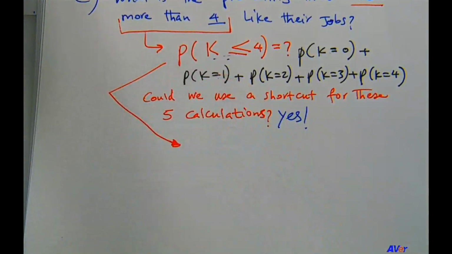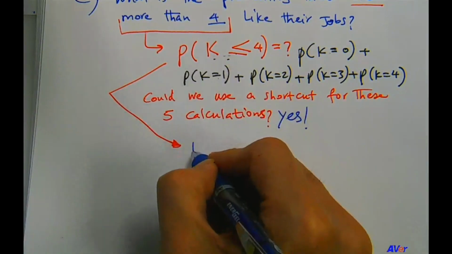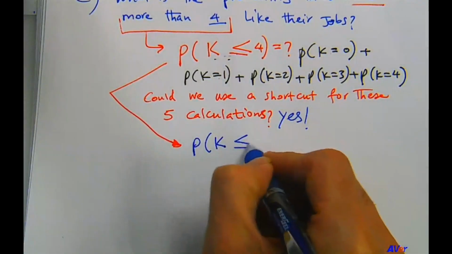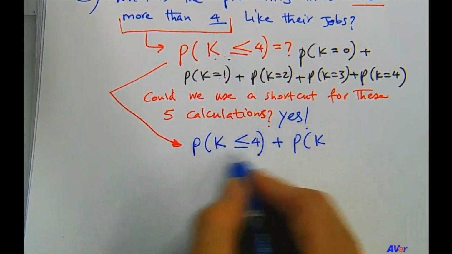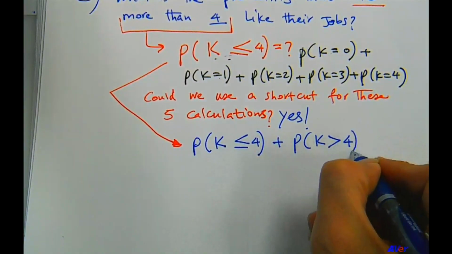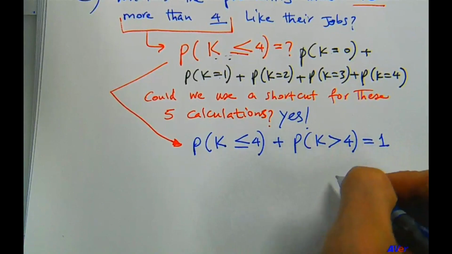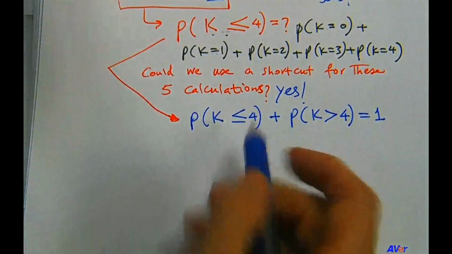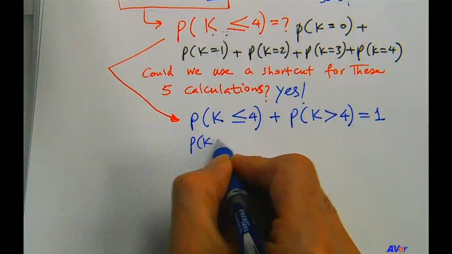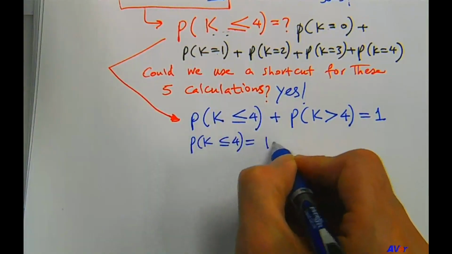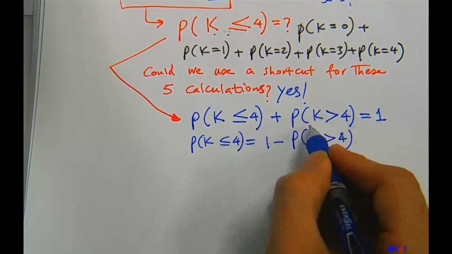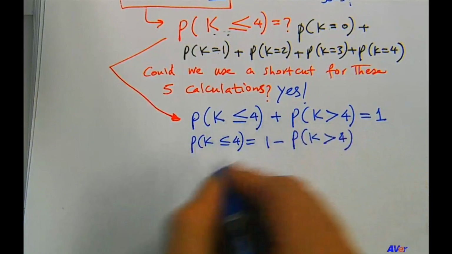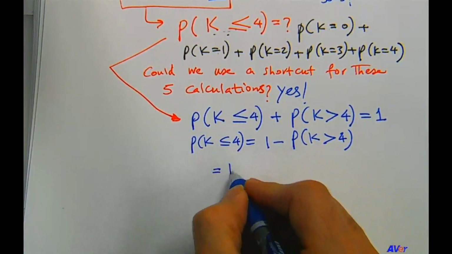Well, we know that we can rewrite this in terms of its complement, right? So we can say probability of k less than or equal to 4 plus probability of k, let's write the complement of this, greater than 4 would have to be equal to 1. Okay, then probability of k less than or equal to 4 can be written as 1 minus probability of k greater than 4. I'm just doing the algebra on this.